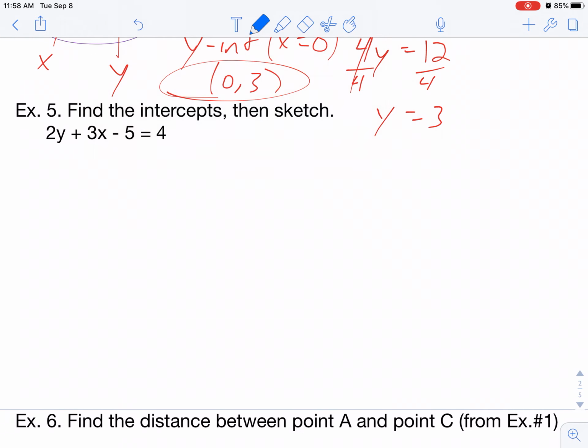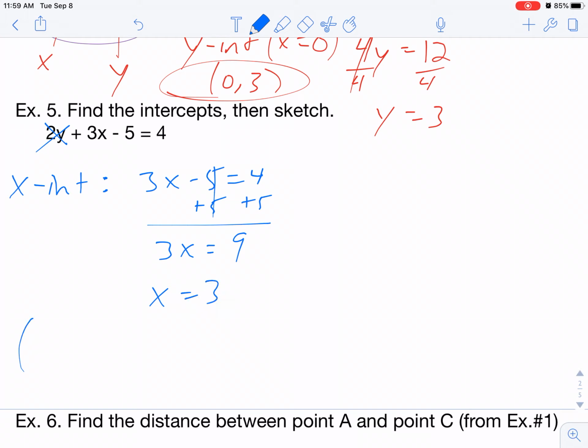Same basic rules for this one. I know this equation looks more difficult, but it's the same basic rule. So the x-intercept, we pretend that the y term is gone. Okay, so we have 3x - 5 = 4. We add 5 to both sides. We get 3x = 9. Divide by 3 gives us 3. Our x-intercept would be (3, 0).